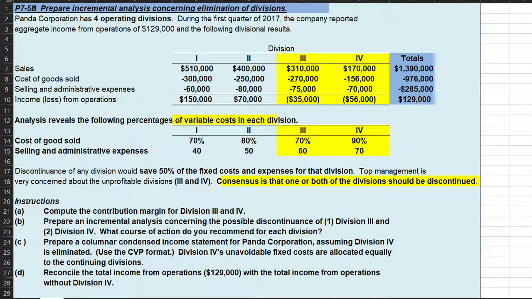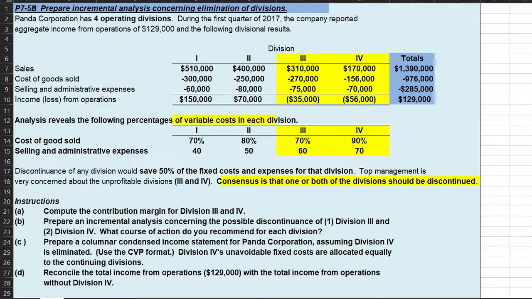Problem 7.5b deals with incremental analysis, also called differential analysis. This is an important tool that managers need to have and be able to utilize. You can use such a tool in decisions having to do with canceling or continuing a particular program or product or a department.